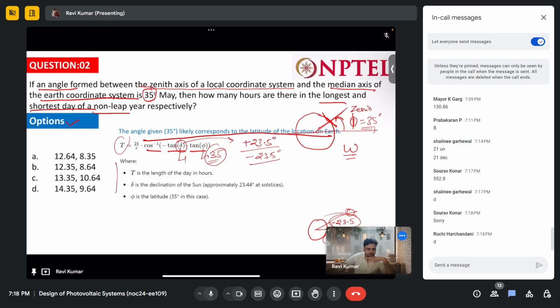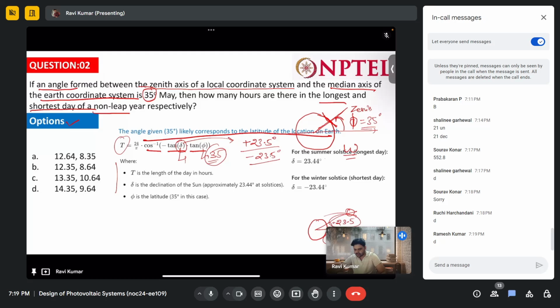Okay. So we got two answers. D. Okay. Yes, D is the correct answer here. So we have to take the exact value, but we can use 23.5 and D is the correct answer. You just need to put in this formula and calculate it.